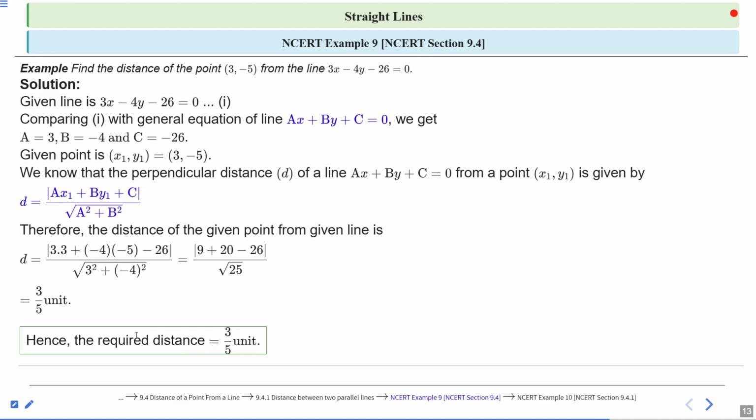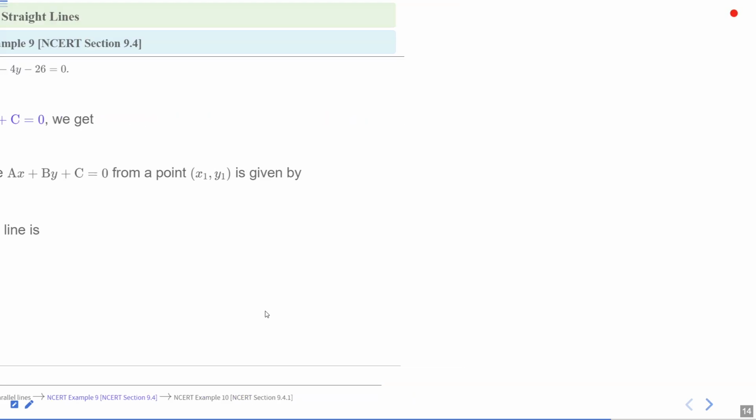So match with your answer what you have done. The answer is basically 3/5 unit. I hope it is clear to all of you. Now let us move on to the next example.